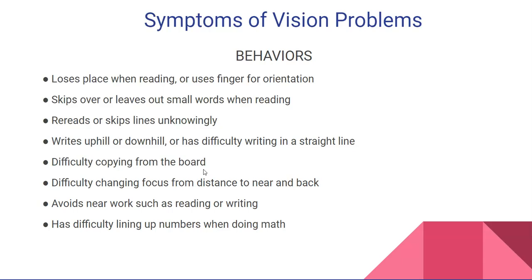They may lose their place, skip or reread lines or words if they're having difficulty tracking. Poor accommodation would make it difficult to copy from the board. If they know it's going to be hard, they may want to avoid the work altogether. If there is misalignment in their writing and math, it could be a symptom that their visual system has some misalignment of its own.